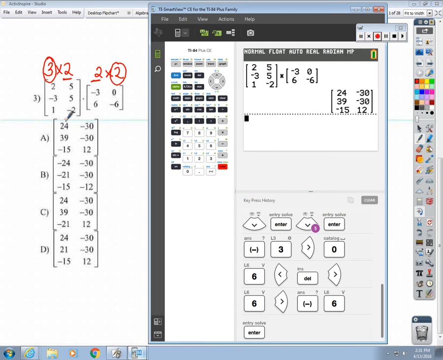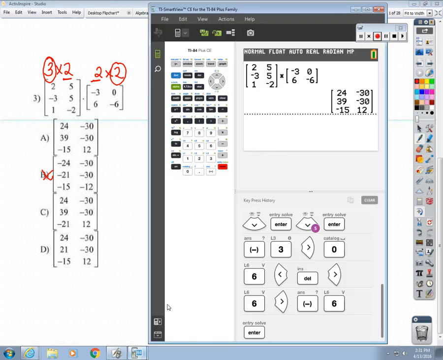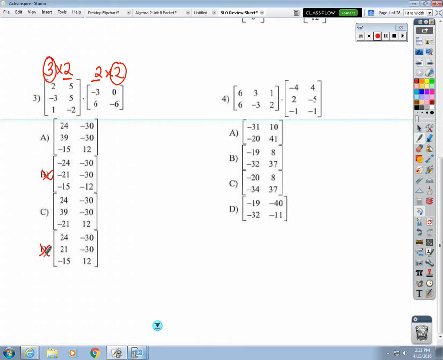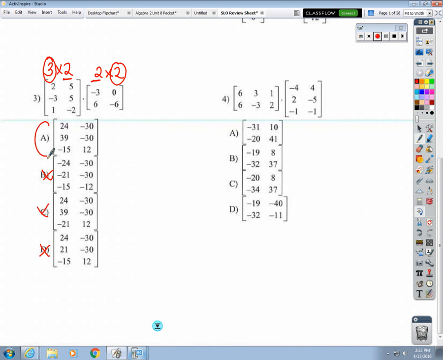And you get 24, -30, which eliminates that one. Then the second line of elements is 39, -30, which eliminates this one. And then the last row of elements is -15, 12, which eliminates this one. So it's A. Okay? Any questions? All right, let's go to the next page.